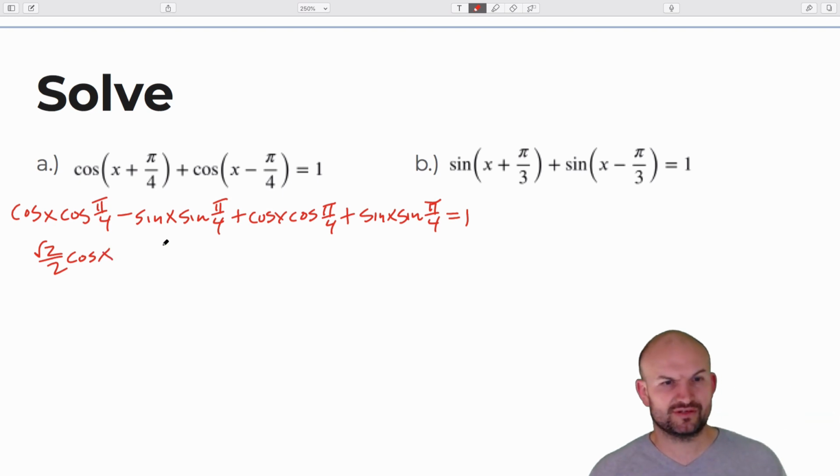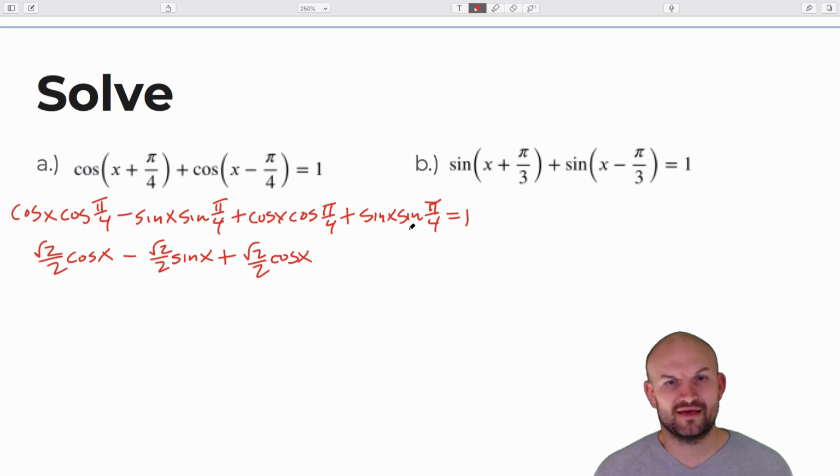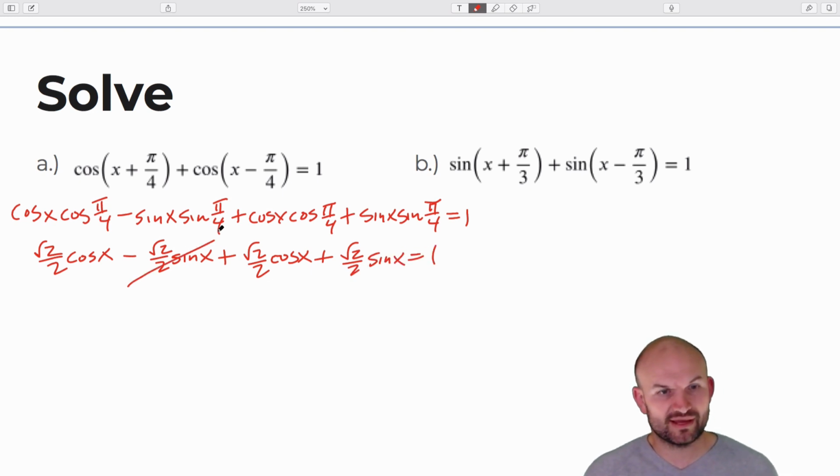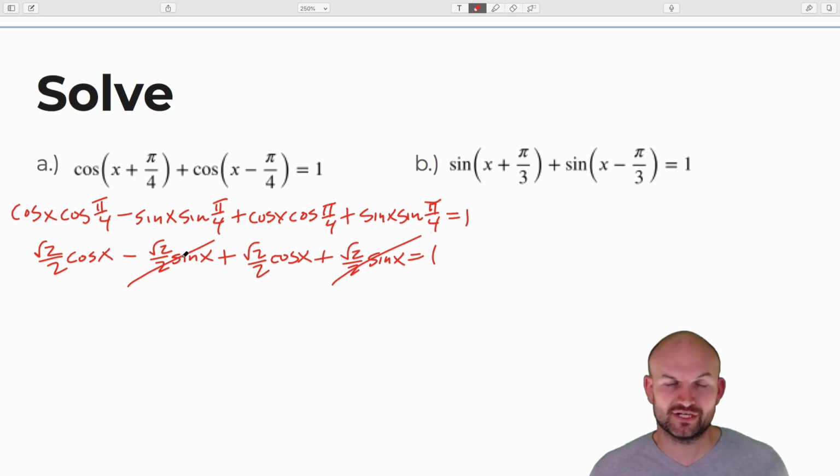I'm just going to rearrange those. Minus a square root of 2 over 2 times the sine of x plus a square root of 2 over 2 times the cosine of x. And then this becomes a plus a square root of 2 over 2 times the sine of x equals 1. Okay, so we notice here we have a negative and a positive, so those are going to add to 0. Here we're going to have 2 of them, so this becomes a 2 square root of 2 cosine of x over 2, obviously, right, equals 1.